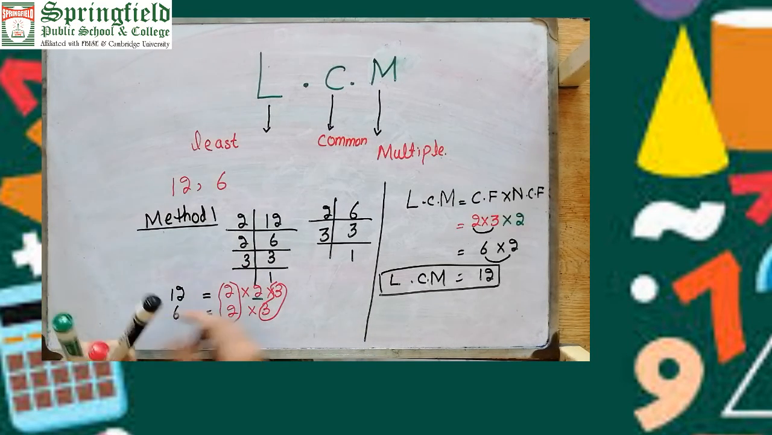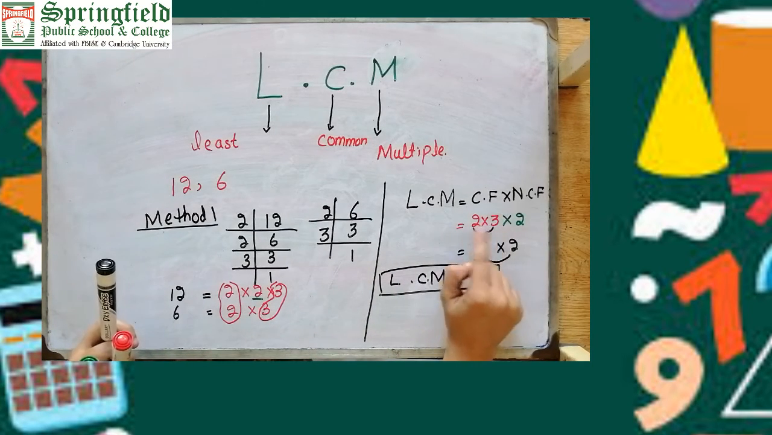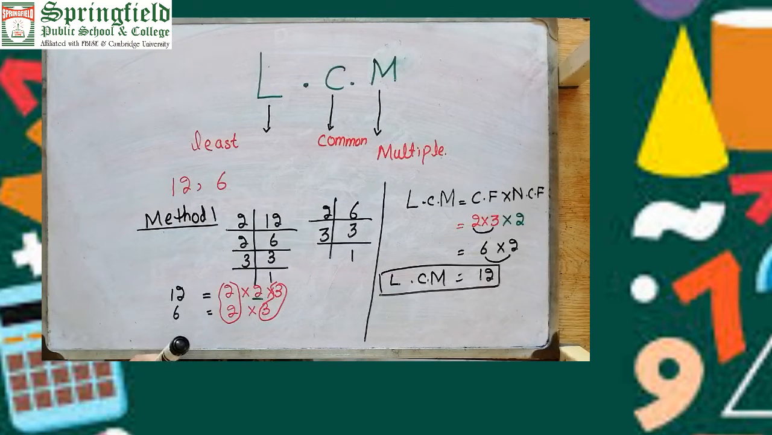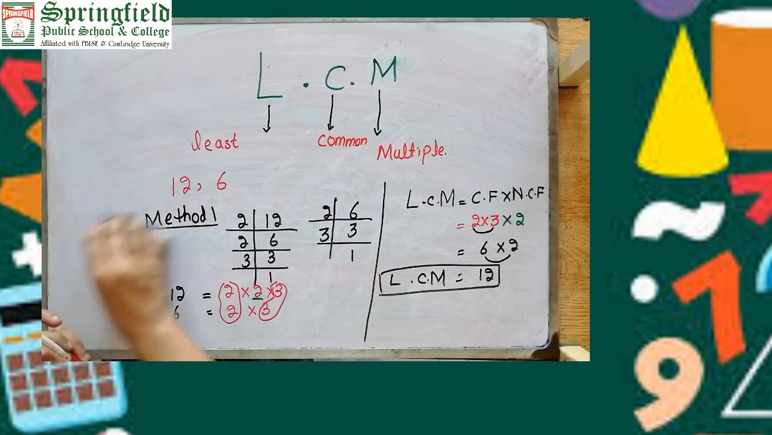Understood, beta? Least common multiple has a formula, and the formula is the multiplication of common factors. It means first we will find the common factors and then the common factors will multiply with the non-common factors. Okay, now come to the second method.